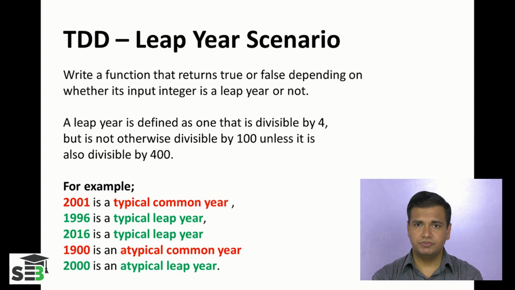Let's take year 2001. It's not divisible by 4, because of that it's going to be a typical common year. And if you take year 1996 and 2016, it's going to be a valid leap year. The same way, if you take year 1900, it's divisible by 100. Because of that, it's going to be a common year. And if you take year 2000, it's going to be a leap year.